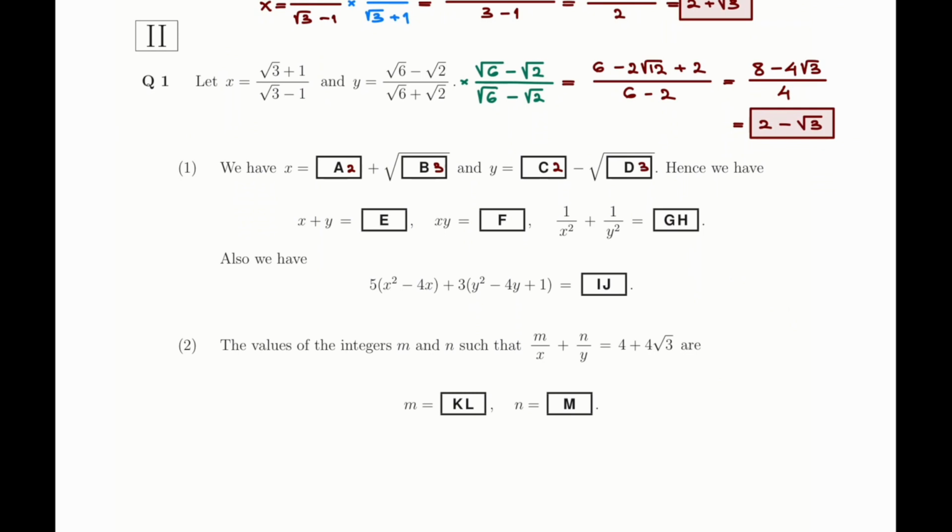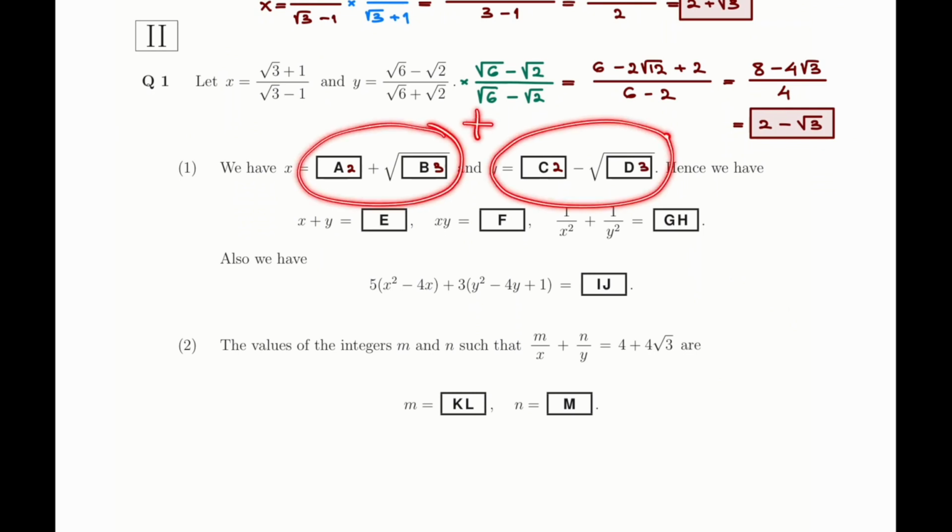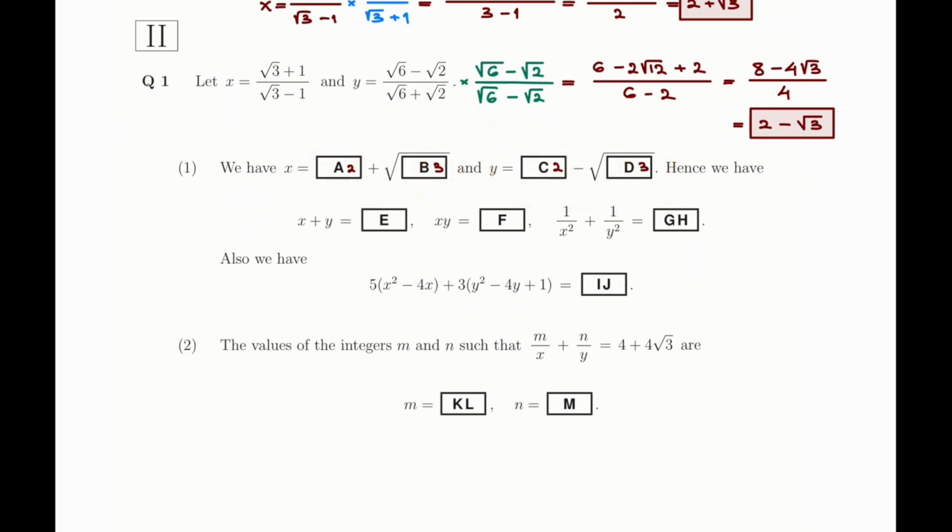Hence, we have x plus y. I think you can do it by yourself. If you add x and y, you will cancel out the square root expression, leaving the final answer as 2 plus 2, which is equal to 4. So x plus y is equal to 4.